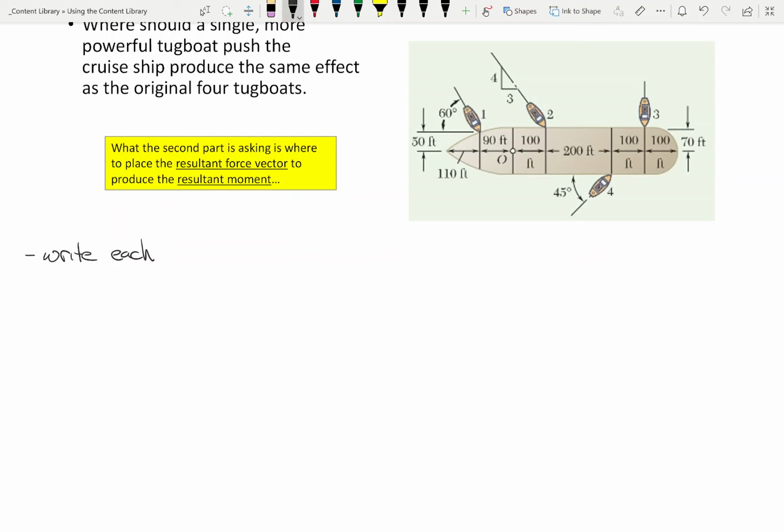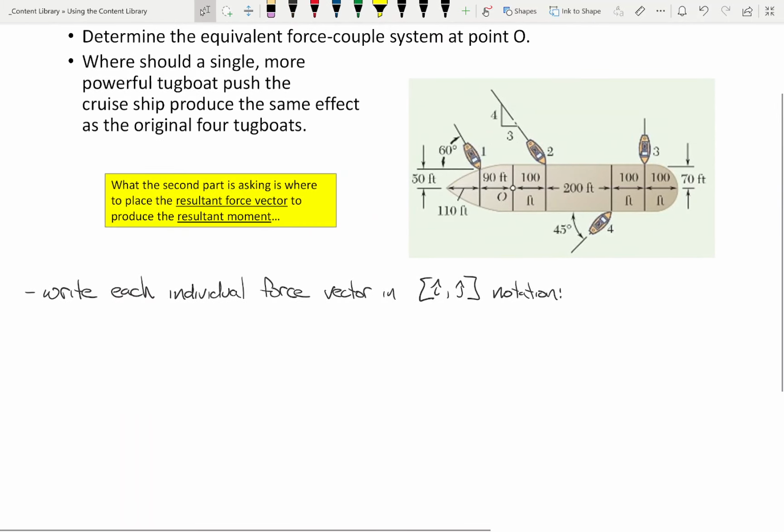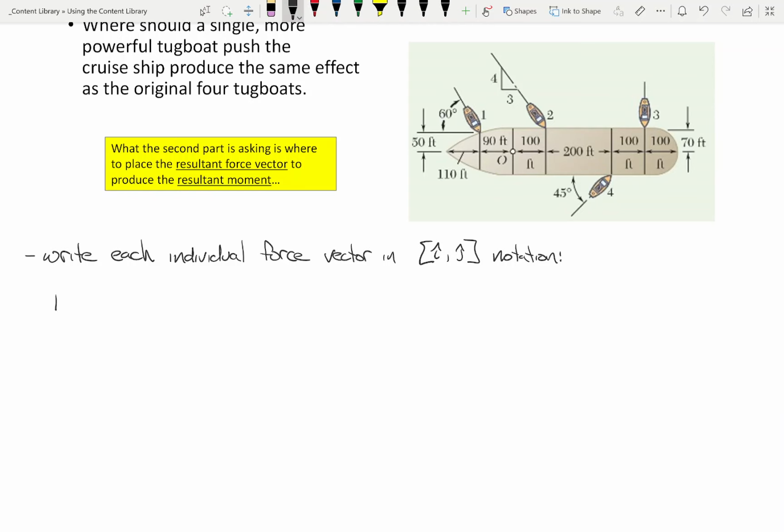let's do it like this. Write each individual force vector in IJ notation, okay? So let's do that part first. Let's start off with F1.